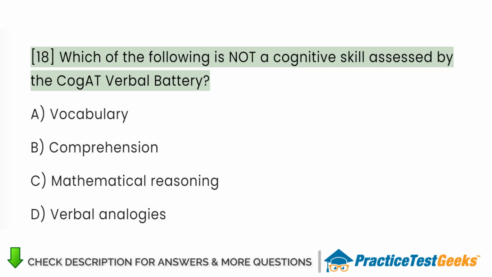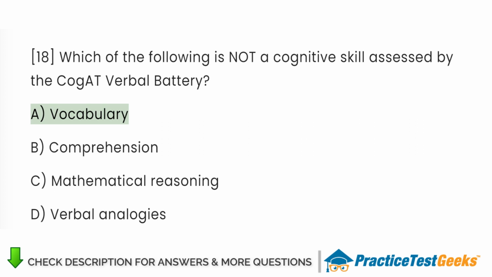Which of the following is not a cognitive skill assessed by the CogAT verbal battery? A. Vocabulary. B. Comprehension. C. Mathematical reasoning. D. Verbal analogies.